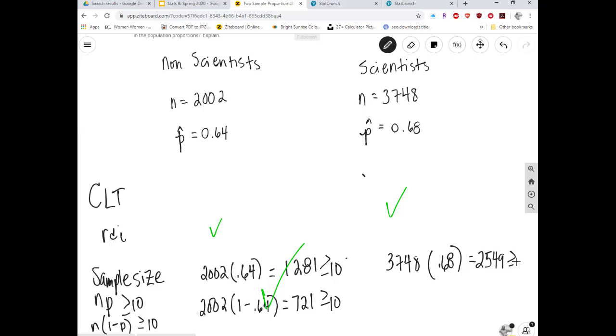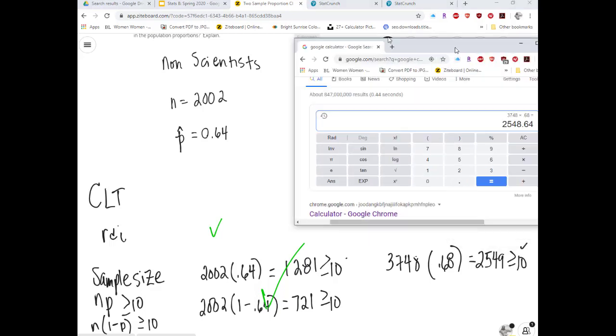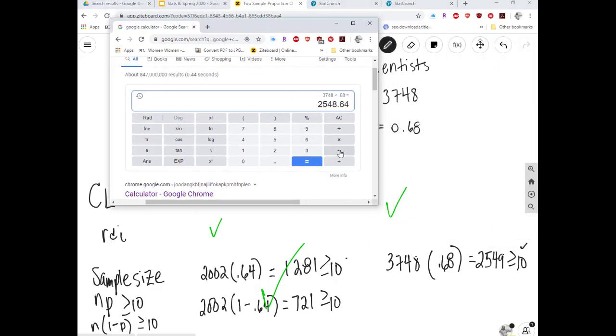Is that number greater than or equal to 10? Yeah. Okay. This time I'm just going to take the difference. It's the same thing. Remember, these are my successes, so my failures are going to be everything that's not a success.